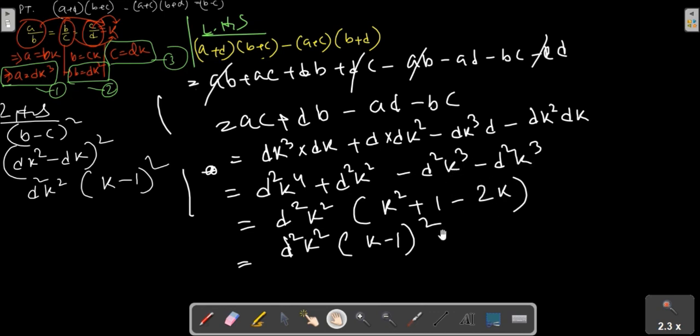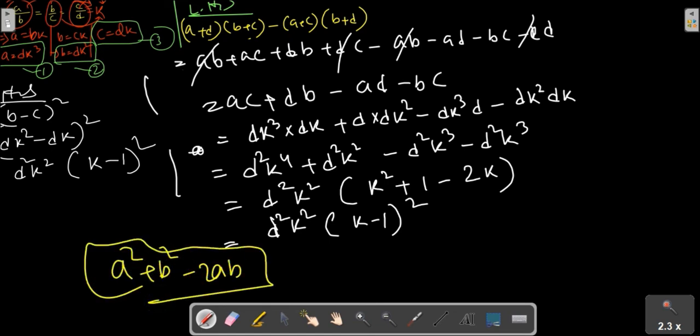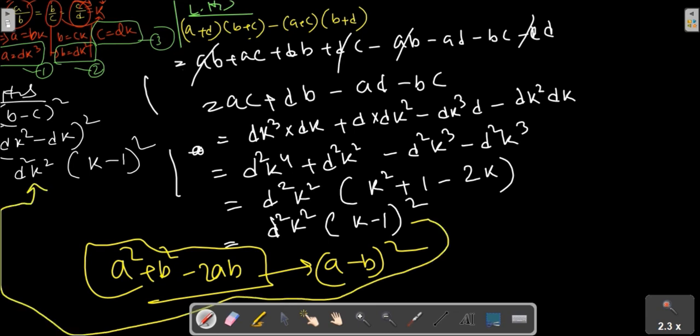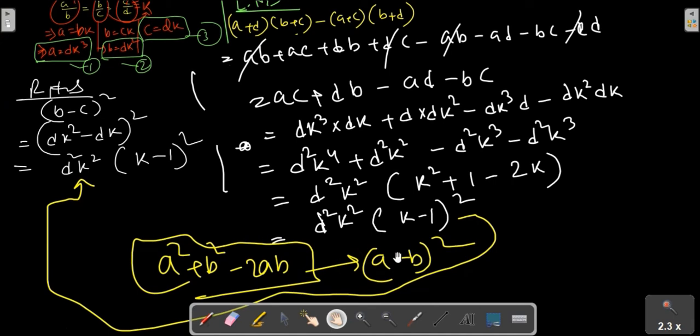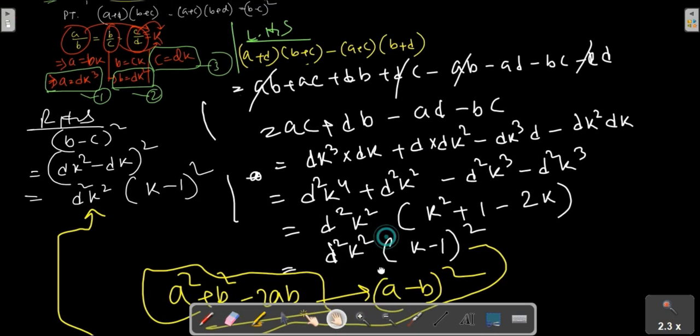Now by watching this expression you can very easily understand that it looks exactly like this, and you know this is the formula of a minus b whole square. So I have written K minus 1 whole square, which is exactly the same as what we have got in the RHS, sorry. So the full sum is on the board. You can check it out. If you are facing any kind of doubt, please let me know.